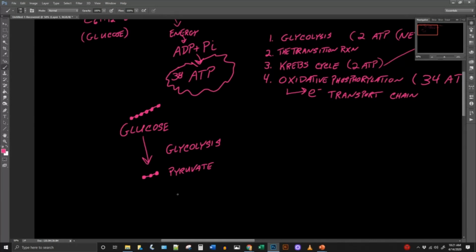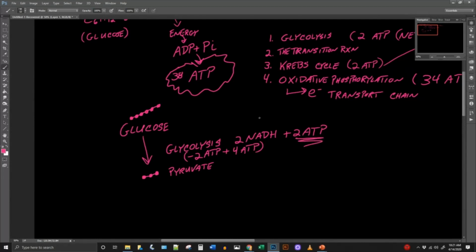So we have these 2 pyruvate molecules. Now, in the process of glycolysis, we get 2 NADH and our 2 net ATP. We have the energy investment phase, which is minus 2 ATP. We lose 2 ATP, but we get the energy payoff phase where we get plus 4 ATP. So this is where we get our 2 net ATP from.